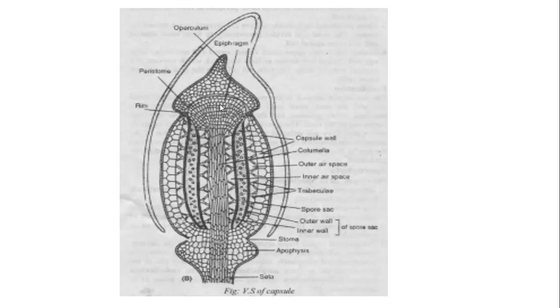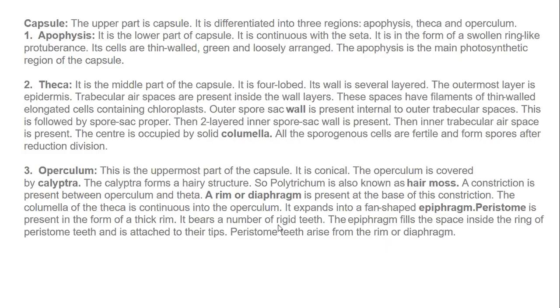So the water from the gametophyte has to be supplied to the tip of this capsule. How is that supplied? To this central columella region. So it acts like the conducting strand. So this is about the apophysis and the central part, which we call the theca region. And in the spore sac, we can see the presence of the sporogenous tissue, which we call sporogenous cells, which are fertile and will develop the spores after the reproductive division, that is, after the meiotic division.